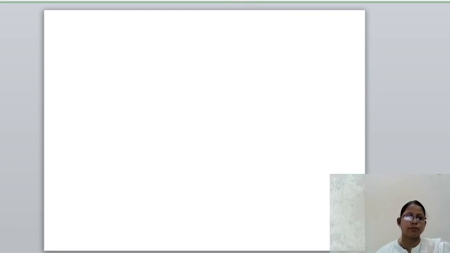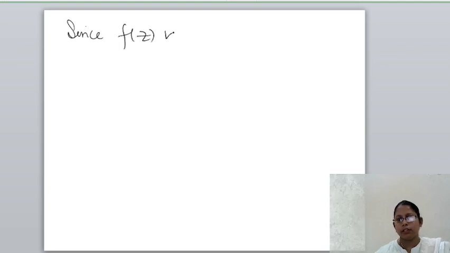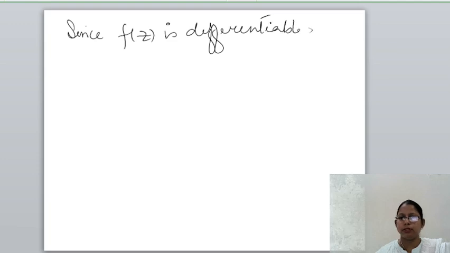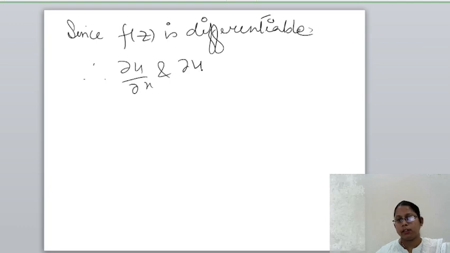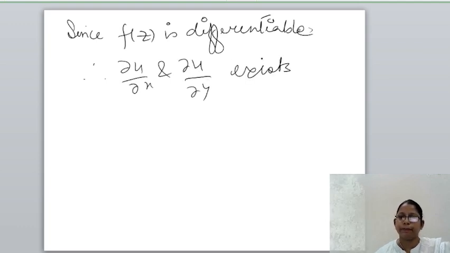Since f(z) is differentiable, therefore del u by del x and del u by del y exist.